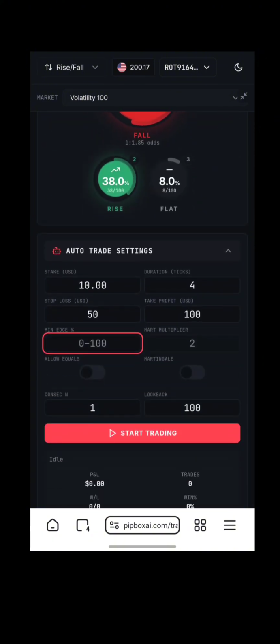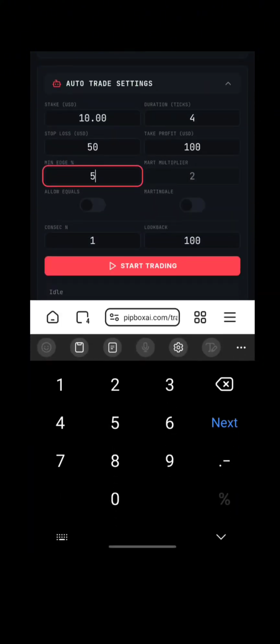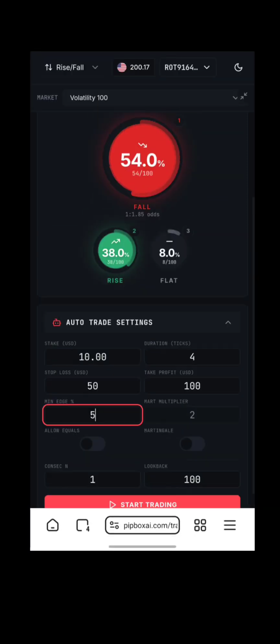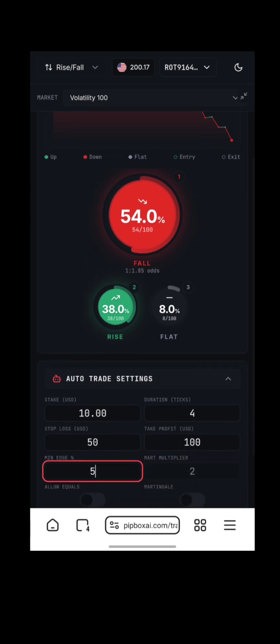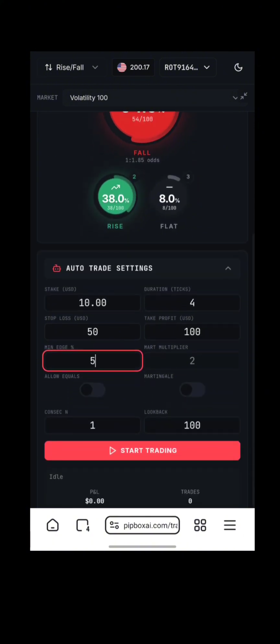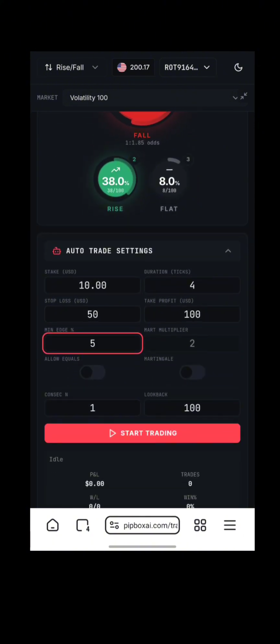So the minimum age percentage, I always like having it at 5%, because you find that the market's percentage age of rising sometimes goes up to 20 or sometimes goes up to 21. But if you have it at 5%, you will have more entries compared to when you have it at 21, because sometimes the age does not reach up to 21%. So we always have it at 5%.